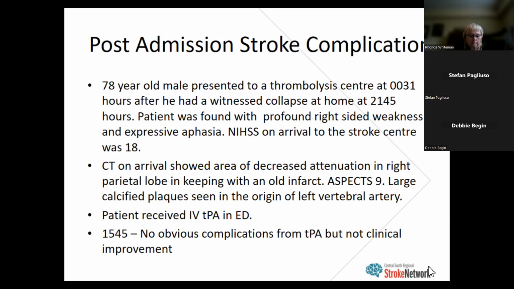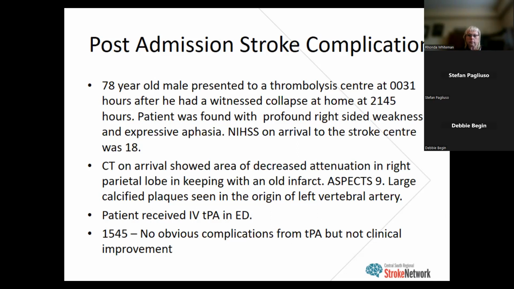Okay, thank you, Rhonda. So we have a 78-year-old male who presented to the thrombolysis center at 31 minutes after midnight. He had a witnessed collapse at home at 21:45. He was found with profound right-sided weakness and expressive aphasia, and on arrival to the stroke center, his NIHSS score was 18. On arrival, CT showed decreased attenuation in the right parietal lobe, keeping with an old infarct, and there were large calcified plaques seen within the left vertebral artery.